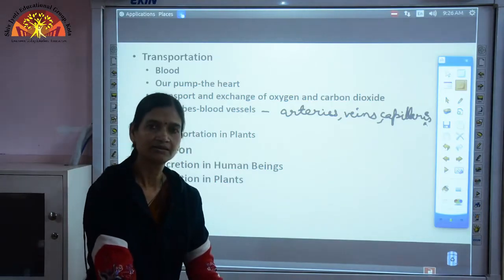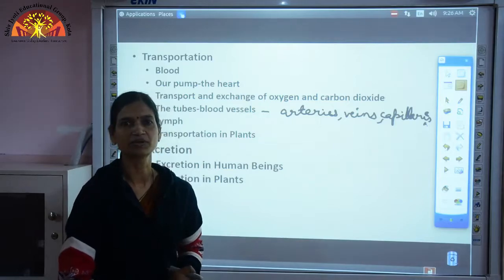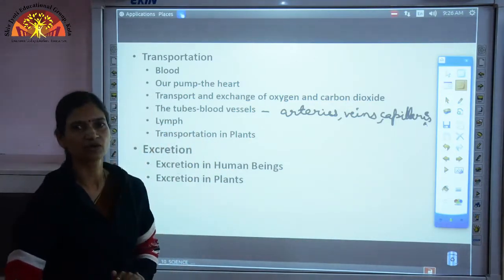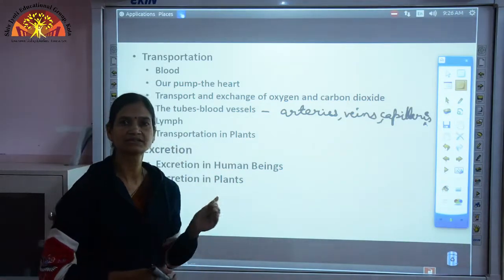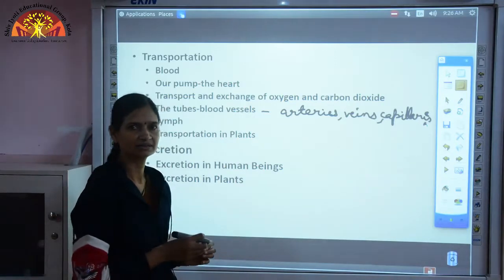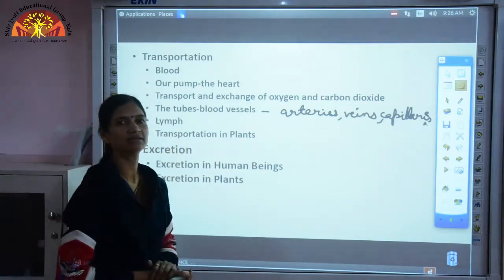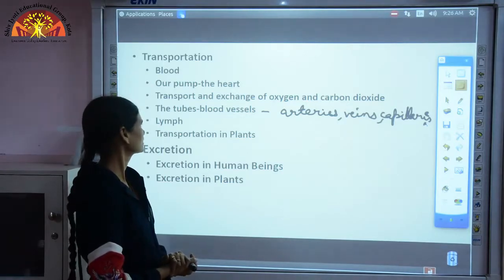There is another liquid present in the body which is called lymph. So lymph is also like blood, but it does not contain RBC, and it is formed when the blood is flowing through the capillaries. It squeezes out from them, but it does not contain RBC. So it also helps in protection from diseases, from disease causing organisms.